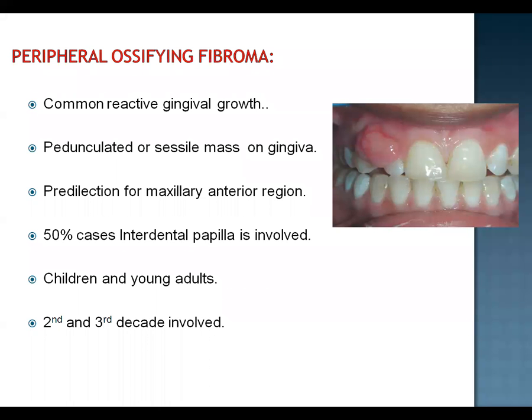Next entity is the peripheral ossifying fibroma, which is a common reactive gingival growth, a pedunculated or sessile mass on the gingiva, with a predilection for the maxillary anterior region. In 50% of cases the interdental papilla is involved. It occurs in children and young adults, in the second to third decade of life.